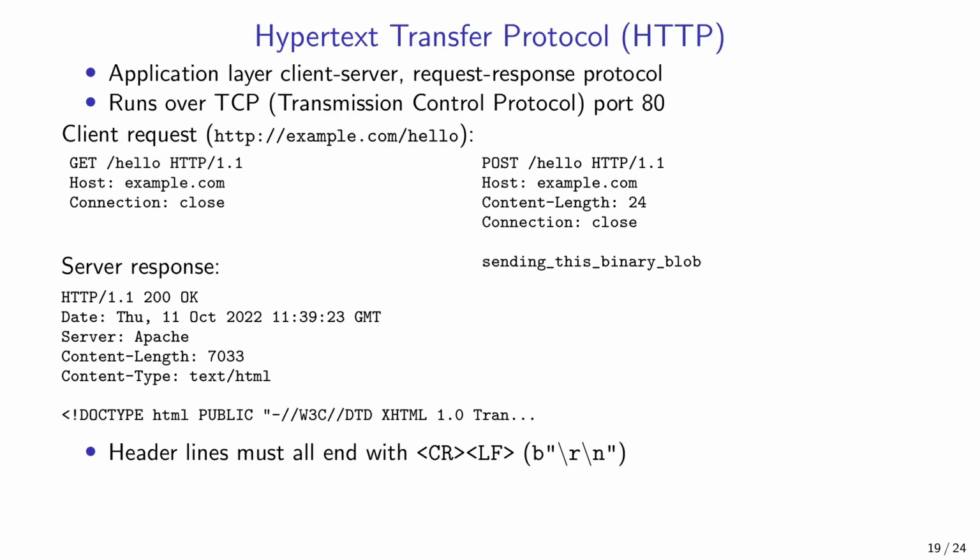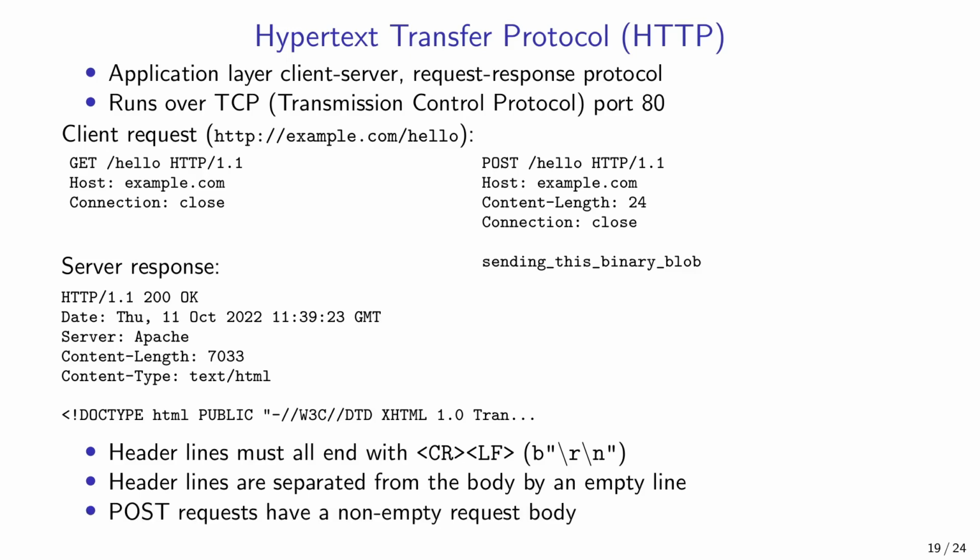So the header lines for the request and response must all end with two new line characters, CR carriage return and LF line feed. This is how we can define these byte values in Python. Header lines are separated from the body with an empty line, and POST requests will have a non-empty request body. If this did not make sense, read more about HTTP on Wikipedia.